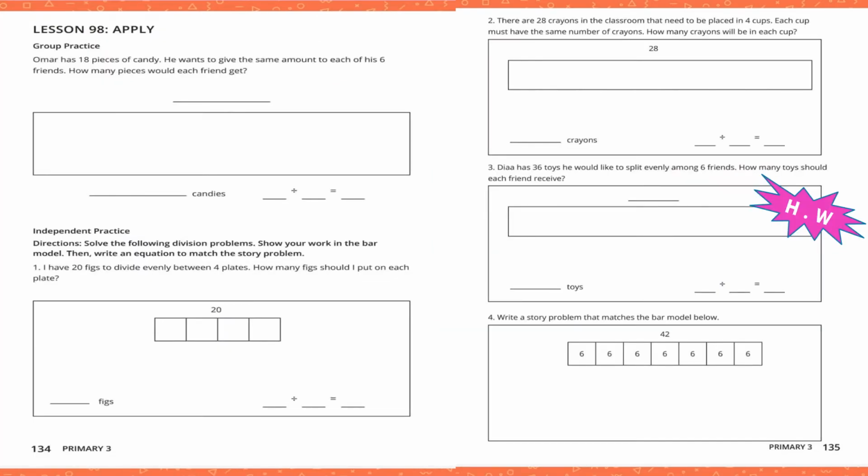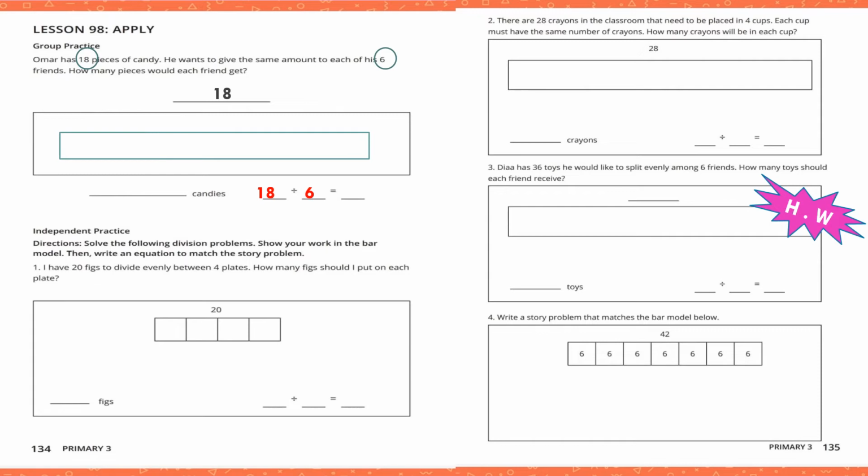Lesson 98. Omar has 18 pieces of candy. He wants to give the same amount to each of his 6 friends. How many pieces would each friend get? The total here, or the whole number of pieces, equals 18. And he wants to divide or distribute them between 6 students. So I will make a division, 18 divided by 6. You can use a bar model like this to explain your answer.